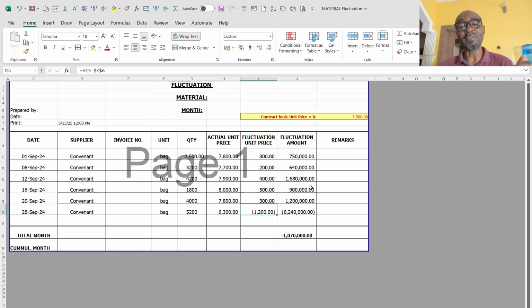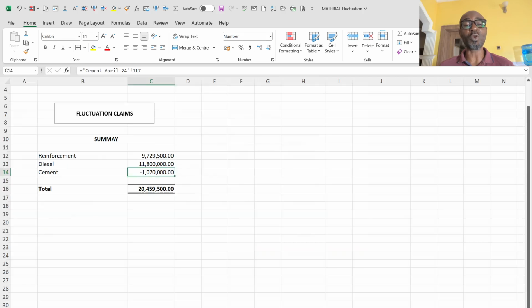So after summing it up, the contractor is supposed to return 1,070,000 back to the client. So in summary, if you come to the summary sheet, you see you have a positive and you have a negative, and what is due to the contractor in the month of September will be 20,459,500 naira. Having attached all the necessary documents for the client's rep to check through and ascertain that your claims are in order.